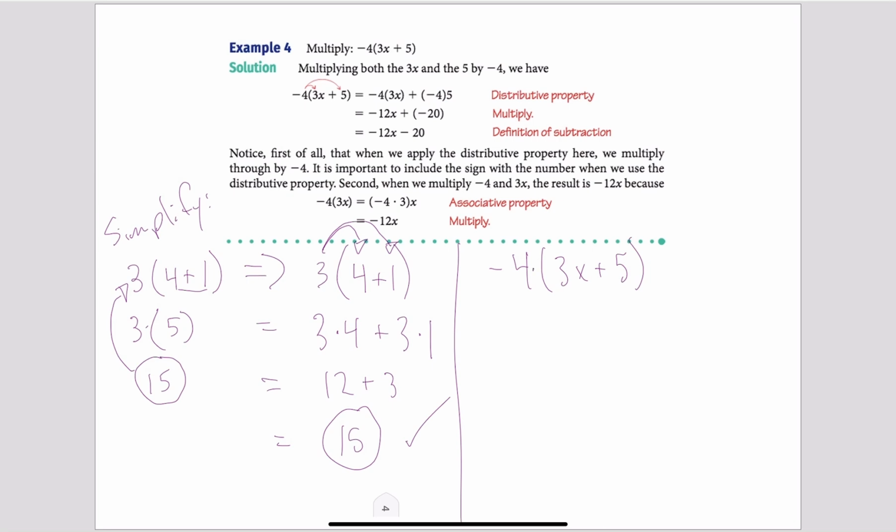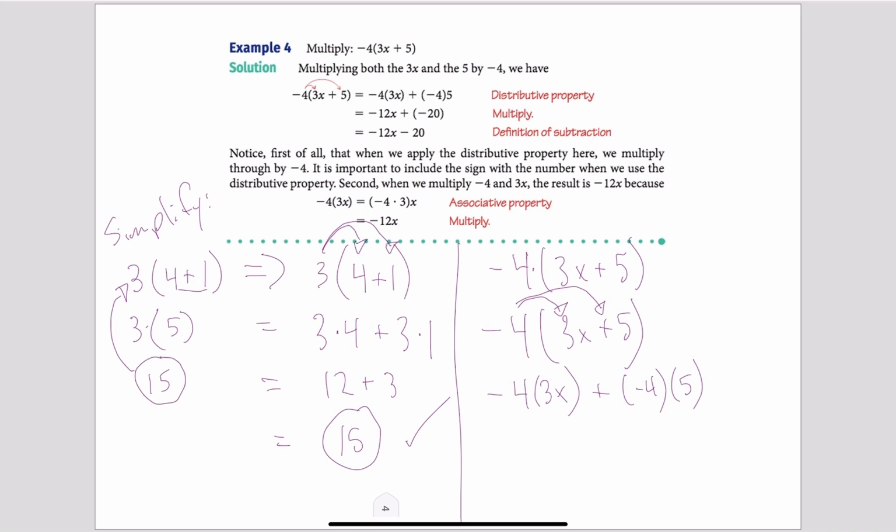So what I'll do is I will distribute my 4 to the parts inside. And I should be really specific. It's not 4. It's negative 4. And that's really important. So it's negative 4 times 3x plus negative 4 times 5. So I distribute the negative 4 and I multiply it to each part.